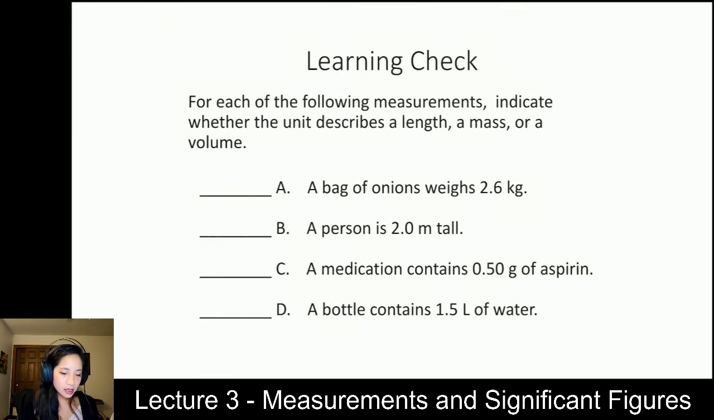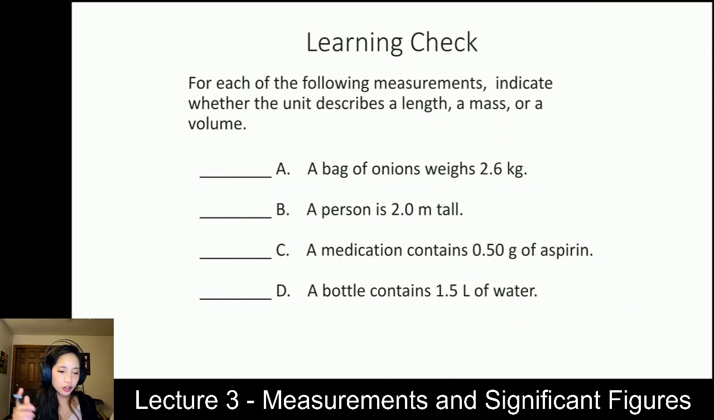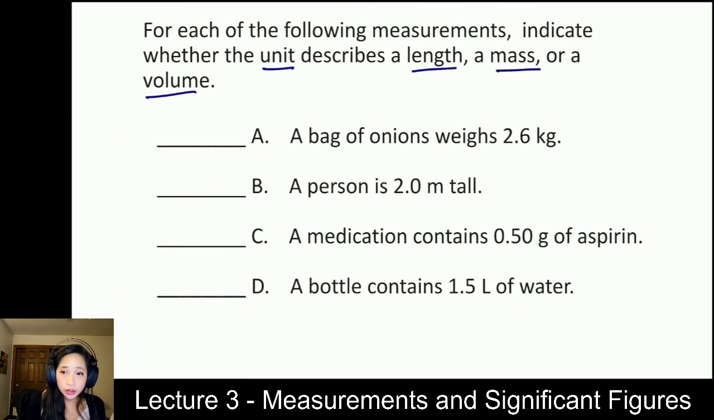Great. So let's work through these learning checks and make sure that everyone is paying attention. For each of these following measurements, indicate whether the unit describes length, mass, or volume. All we have to do is look at the unit. We don't even have to read anything else, but we will. A bag of onions weighs 2.6 kilograms. The unit kilogram tells us that this is a unit of mass. The phrase also says weighs, so that's kind of a giveaway too.